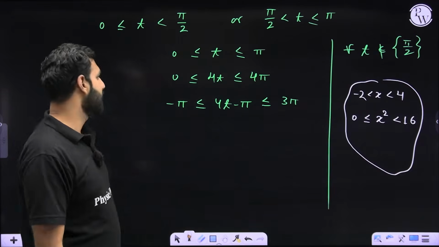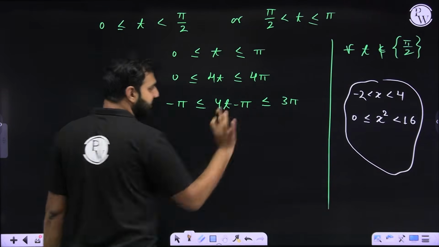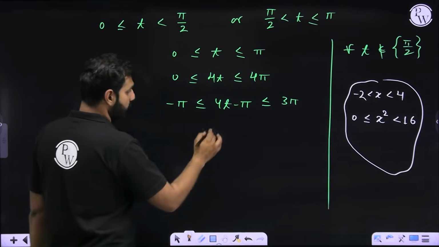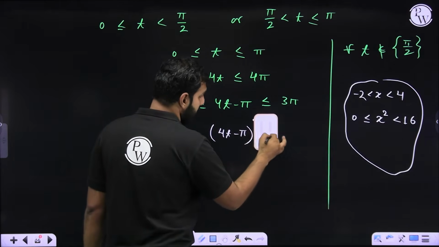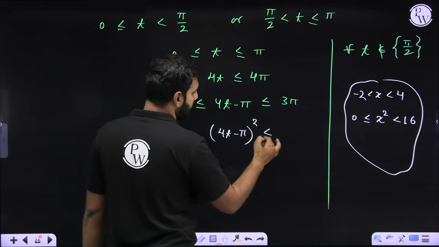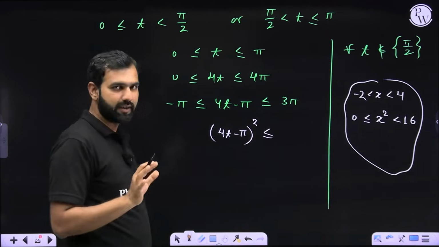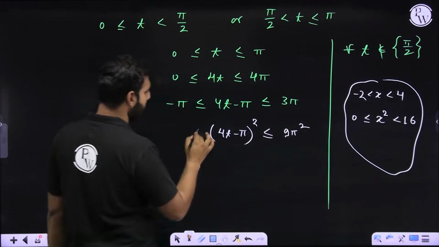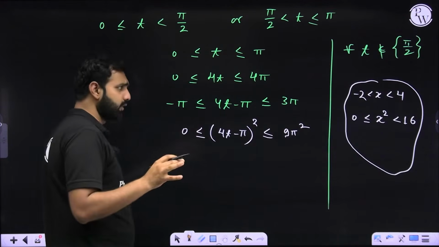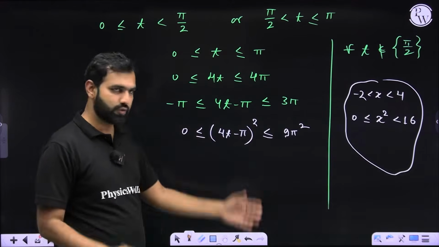Now the same logic I can use here. Magnitude wise, 3 pi is greater. So the square of 4t minus pi will lie between 3 pi and pi. Magnitude wise 3 pi is greater, so this will be less than 9 pi square. It will have its minimum value to be 0. Did you understand this part? I hope there is no confusion on it.